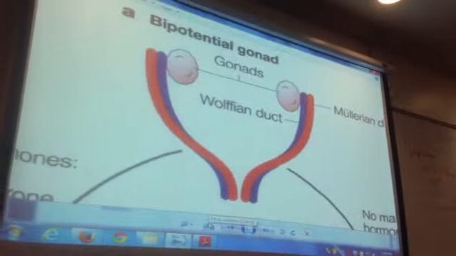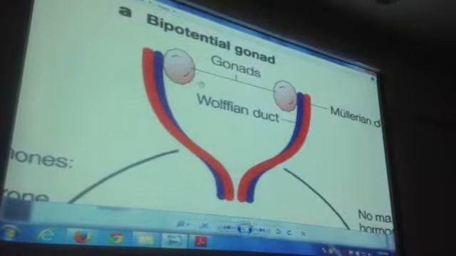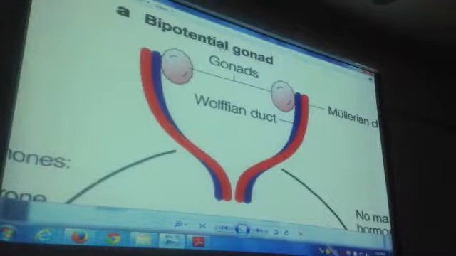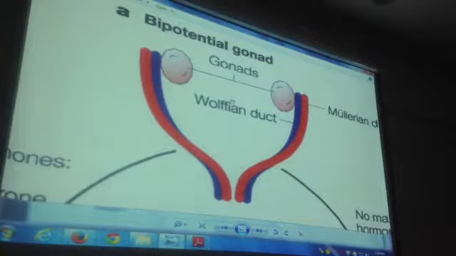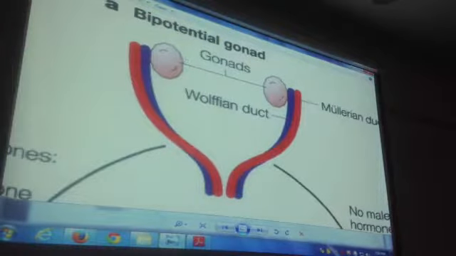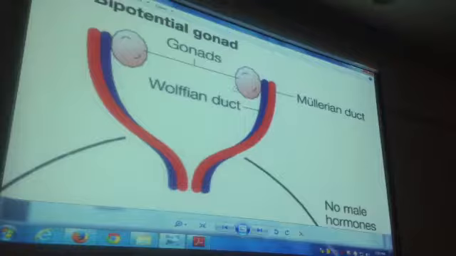Here you are in your mom's womb. I love this phrase, biopotential gonad. In English, we learned that last week. So early in gestation, were you male or female, or neither or both? Neither. We don't know, right? So early in gestation, you have a gonad, which is neither or both. And you have two sets of tubes. You have a Wolffian duct and a Mullerian duct.